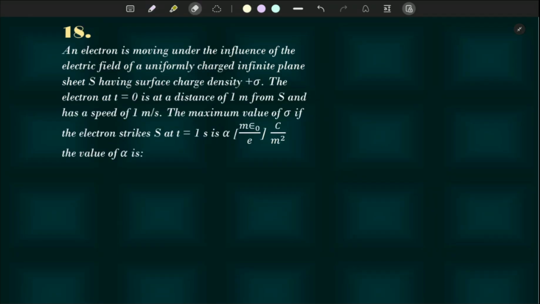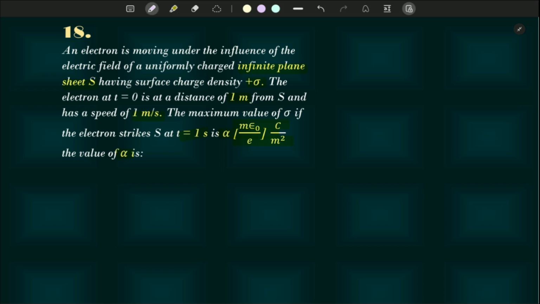Question number 18. Now this is a very good question. An electron is moving under the influence of an electric field of a uniformly charged infinite plane sheet S, having surface charge density plus sigma. The electron at t equals 0 is at a distance of 1 meter from S and has a speed of 1 meter per second. The maximum value of sigma if the electron strikes S at t equals 1 second is given in this format, and ultimately I have to say what is the value of alpha.